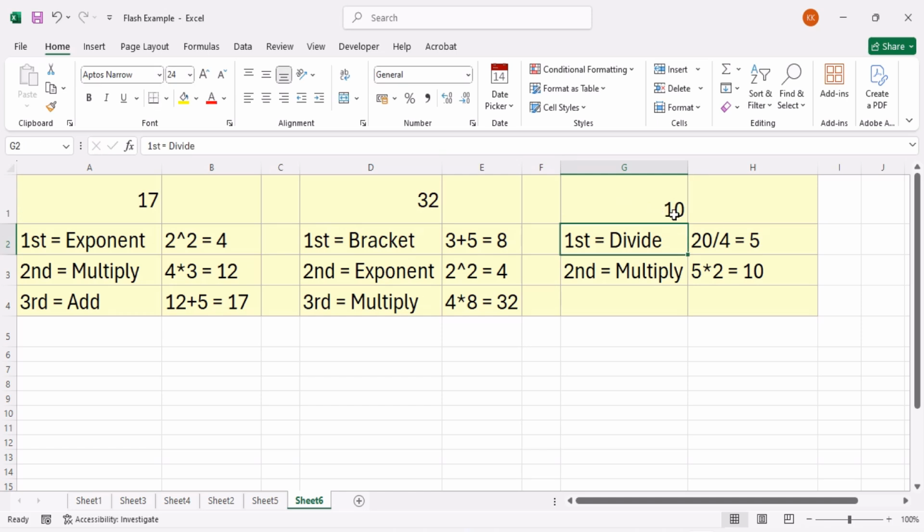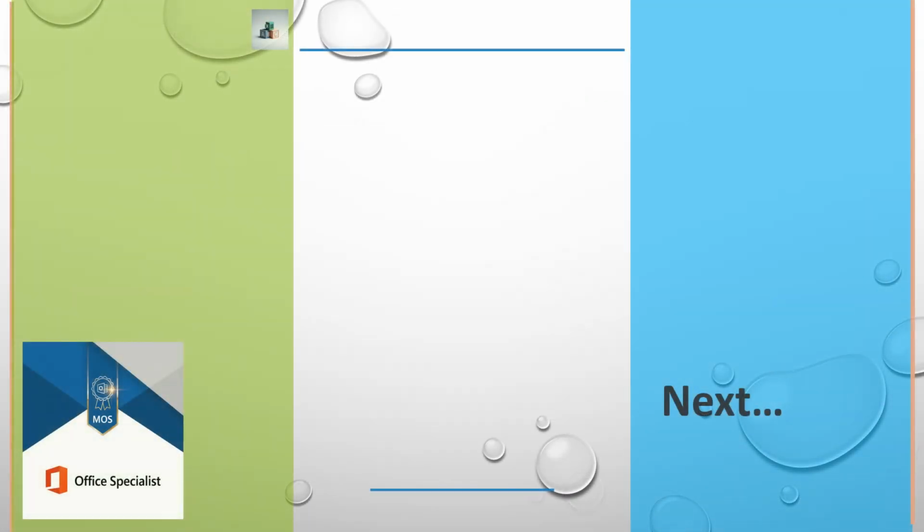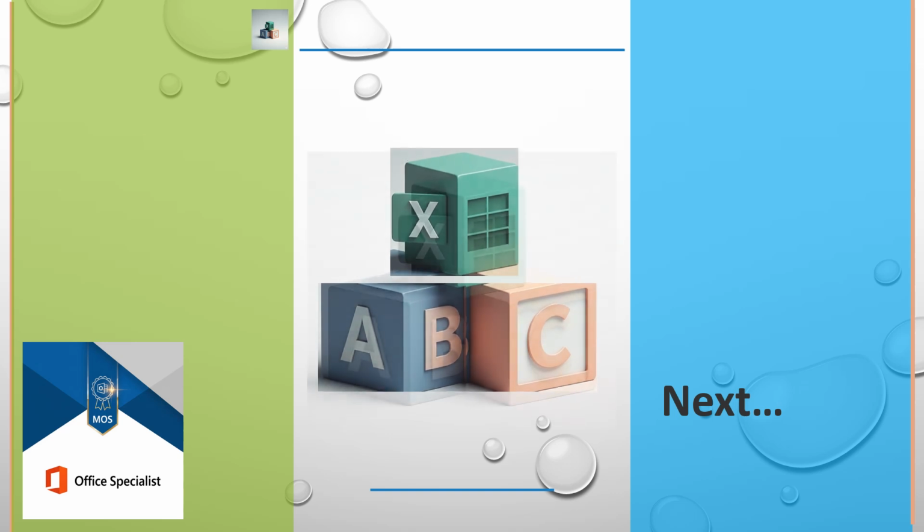Excel first performs division. 20 divided by 4 is equal to 5. Then performs multiplication. 5 times 2 is equal to 10. Result is 10. When in doubt, use parentheses to explicitly define the order of operations.